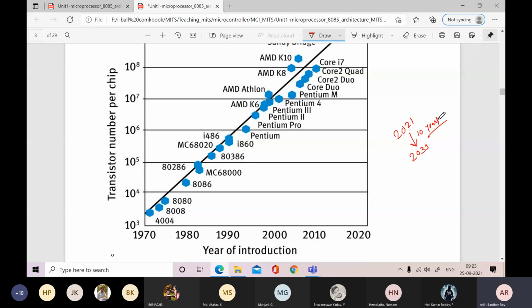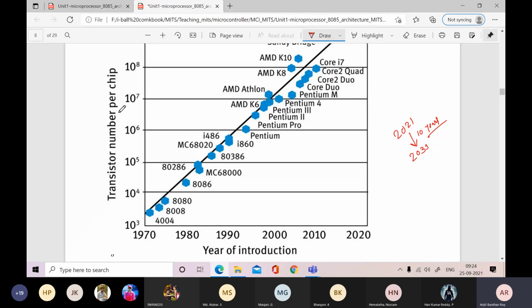In Moore's law, if you see this graph, the x-axis is the year of introduction, and the y-axis is transistor number per chip. That means per IC, how many transistors I have to increase if I want to develop one device continuously every year. This phenomenon is stated by Moore's law. So this is one simple law, not a technical thing. It is one type of assumption.